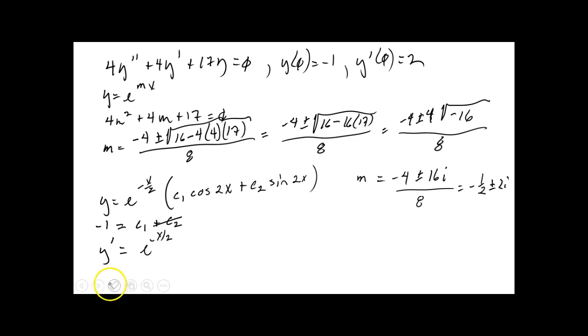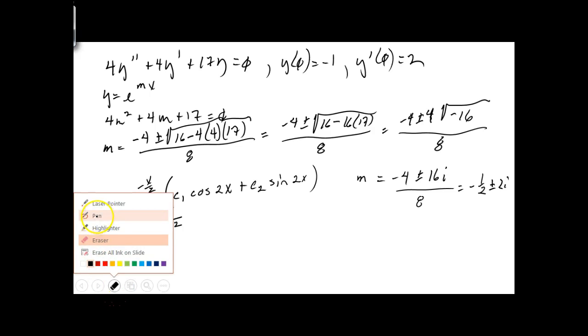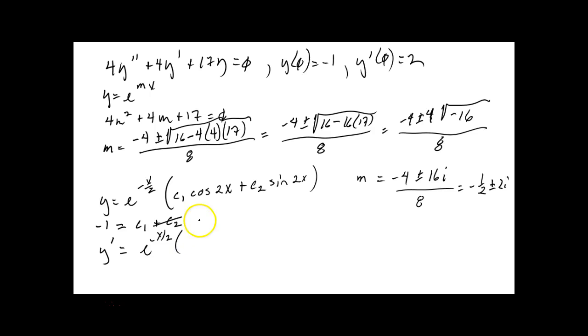So e to the, okay, you did the first times the derivative of the second. And what is the derivative of the second? C1's in there, the negative sign's in there, sine of 2x and a 2, because of the chain rule. Plus 2C2 cosine 2x.